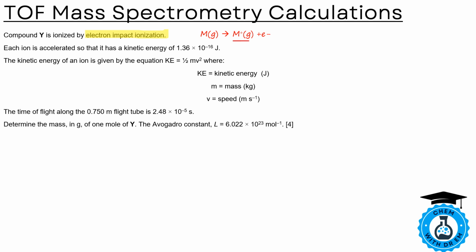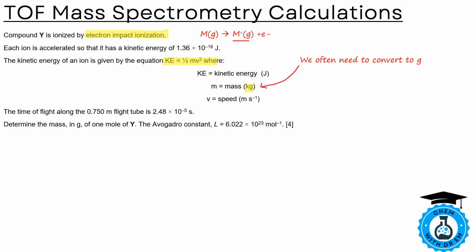Now it also tells us on the next row that each ion is accelerated to a kinetic energy value of 1.36 times 10 to the minus 16 joules, and it also tells us the equation for kinetic energy, which is given by 1/2 mv squared. Now the kinetic energy is measured in joules, but here what's really important, and a really common place for students to go wrong, is that in this kinetic energy equation the mass is in kilograms. But in chemistry, we often work in grams, especially when we're talking about moles. So we often need to do a conversion at some point in these equations from kilograms to grams or from grams to kilograms. It tells us the units of speed are meters per second.